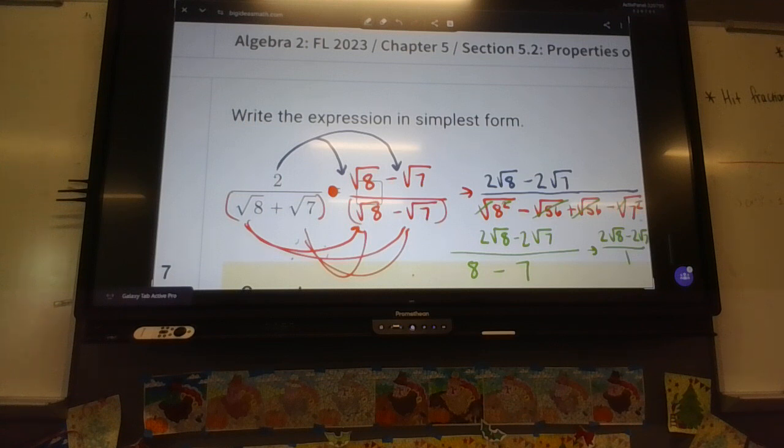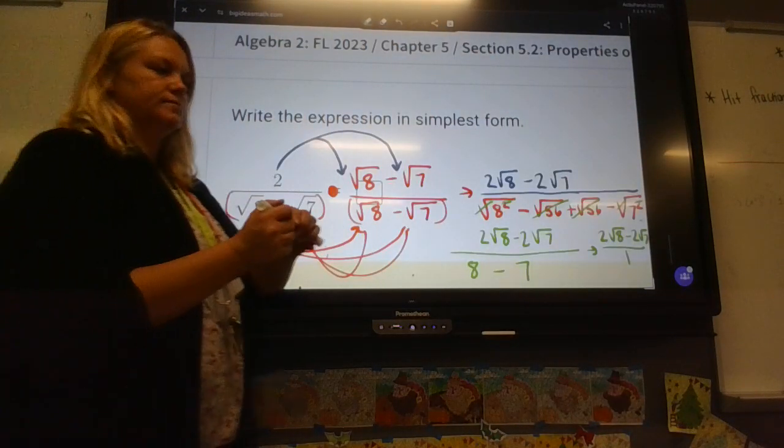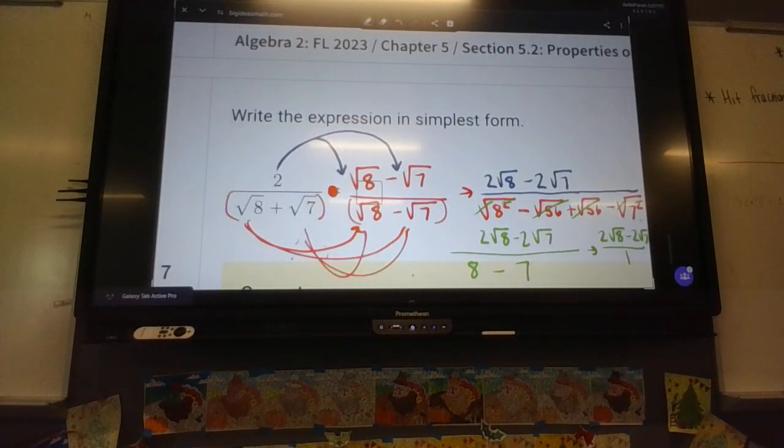And then what would I do, Jaden? No, right here. The square root of 4 is 2, right? You square root the 4 and it gets multiplied to the front. 2 times 2 is 4. So this is 4 square root 2 minus 2 square root 7.